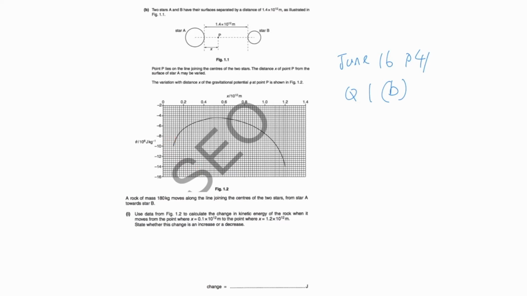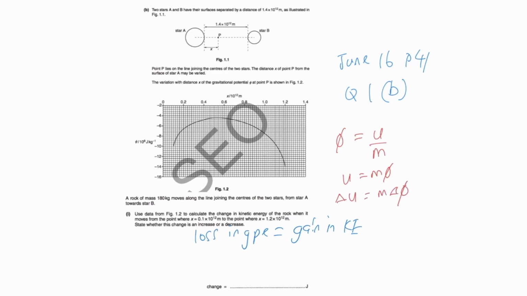But how do I find the KE? Again, there is a conservation of energy here. So the loss in GPE equals the gain in KE. Now, unfortunately, your graph is potential, not potential energy. So what do we do? Remember, potential can be found by potential energy divided by mass. So potential energy is mass times potential. Since I want the change in GPE, which is delta U, I'll get mass times change in potential.